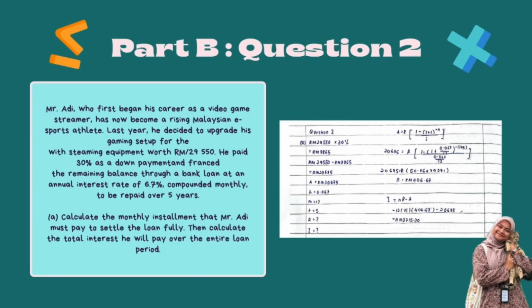But the question isn't complete yet. We need to find the amount of the interest. So we use the formula I equals mR minus A, and then we put the information in the formula, and then we got the answer RM3,715.20.